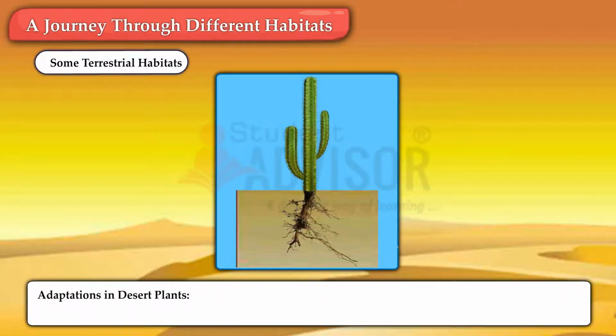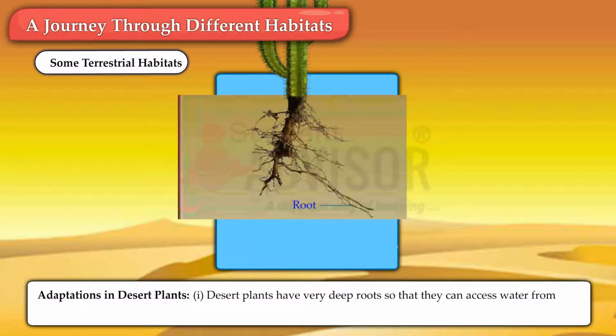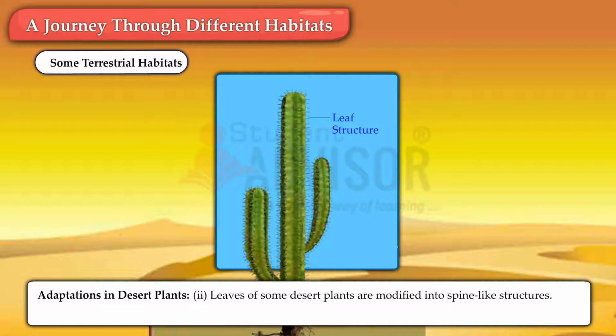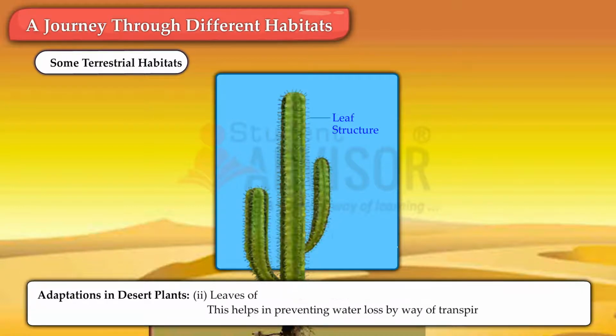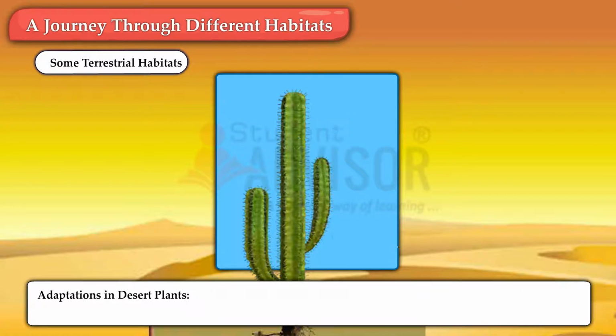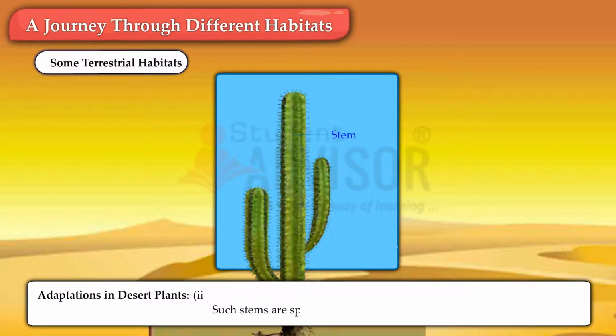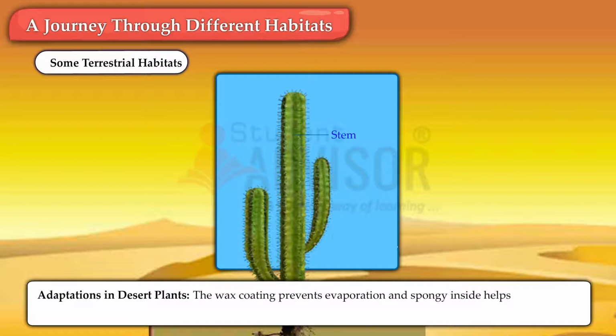Adaptations in desert plants. Desert plants have very deep roots so that they can access water from great depths. Leaves of some desert plants are modified into spine-like structures. This helps in preventing water loss by way of transpiration. Stems of some desert plants are modified into leaf-like structures. Such stems are spongy and have a coating of wax over them. The wax coating prevents evaporation and the spongy inside helps in storing a lot of water.